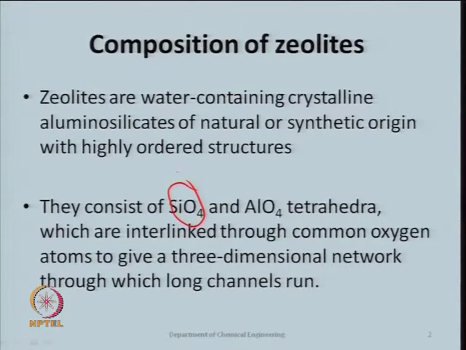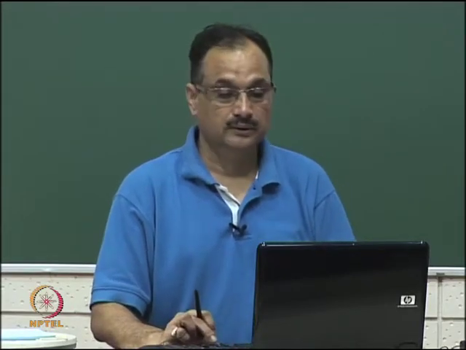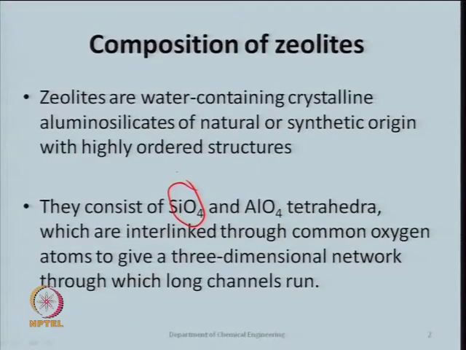So, as I said, a TOT kind of structure is what you get, and the T can be aluminum, silicon, or even iron, some gallium, germanium. So, different kinds of other metal species can also be introduced into the framework of the zeolite. It can give a 3-dimensional network through long channels. It is a cage type structure that we get from the zeolite framework.